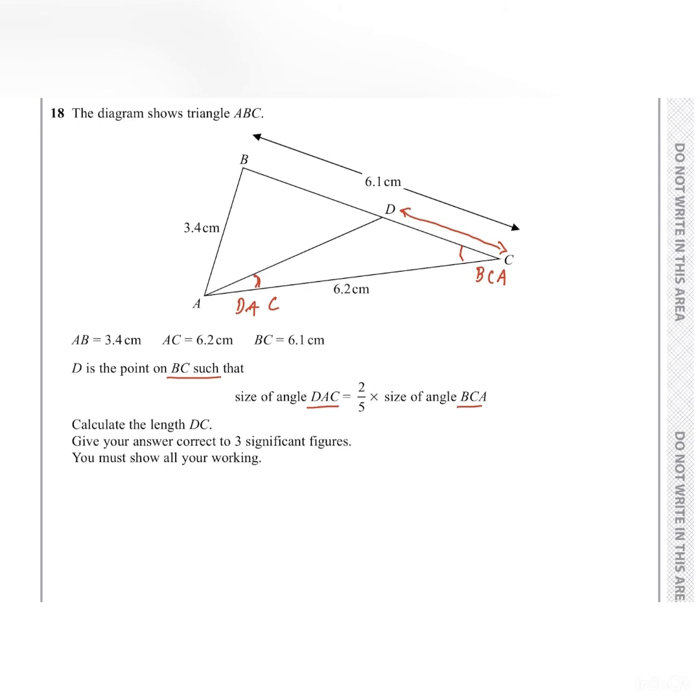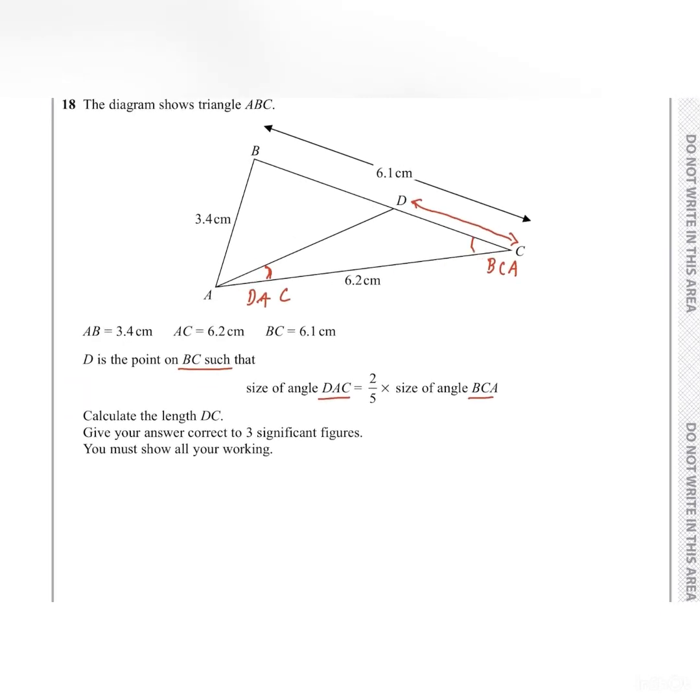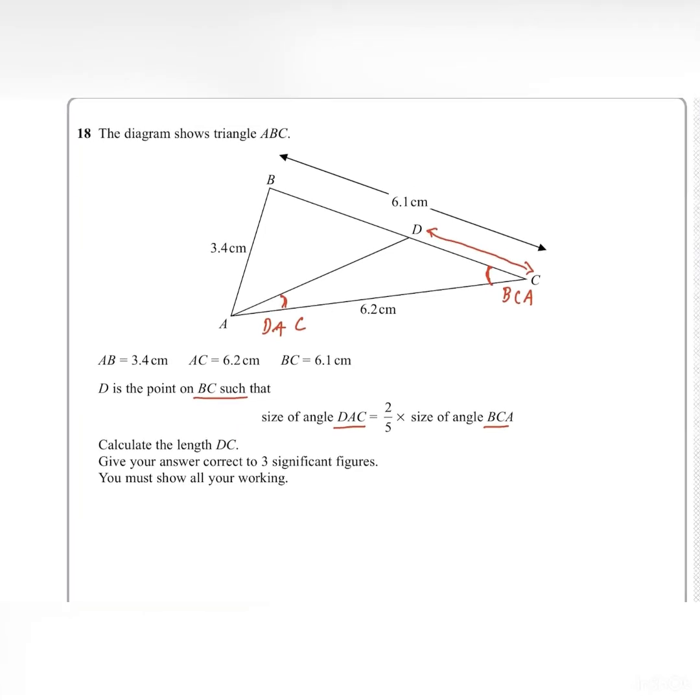Okay, so the plan is to work out the size of BCA. Now it's a non-right angle triangle, so we can use the sine rule or cosine rule to work out the missing angle. Since we are given 3 sides, we are going to use the cosine rule for the missing angle. Either you can memorize it or you can actually work that out.